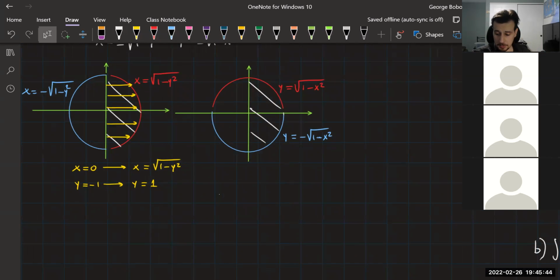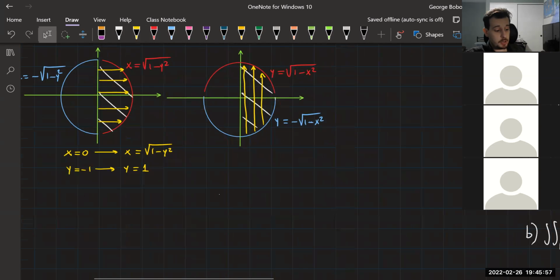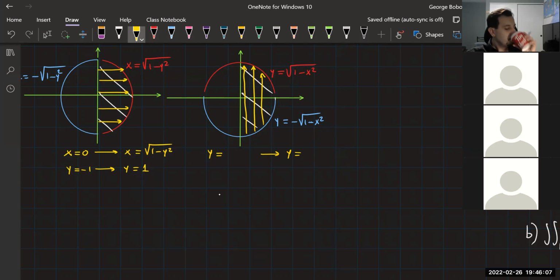Follow her lead, Grace. But we're going to do this the other way right now. Because we're going in the y direction now, we have to do the y first over here. Where are we going from again in the y? Y goes from negative 1 to 1.